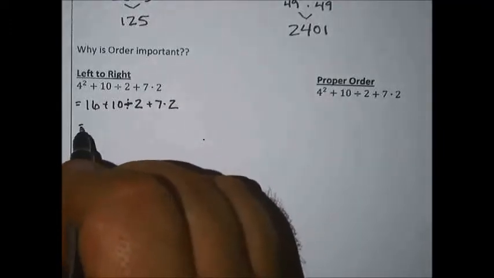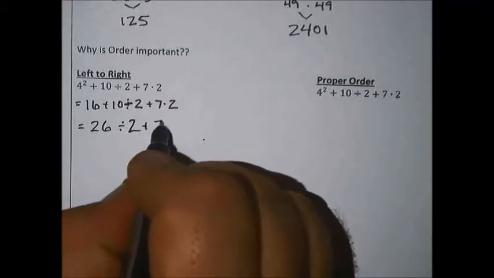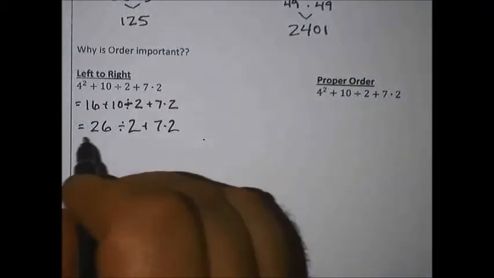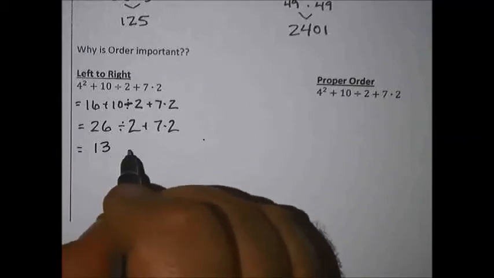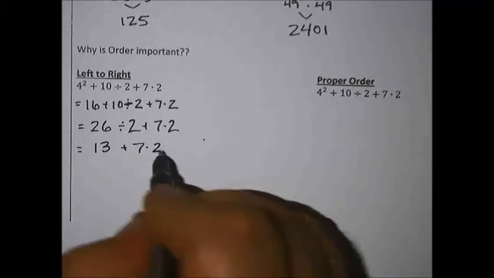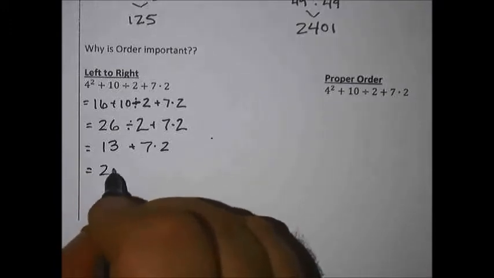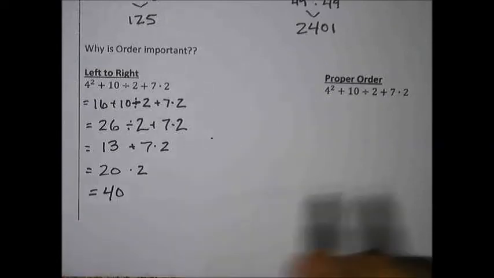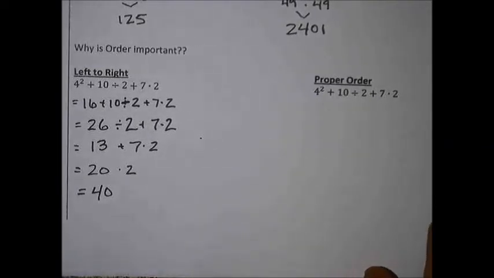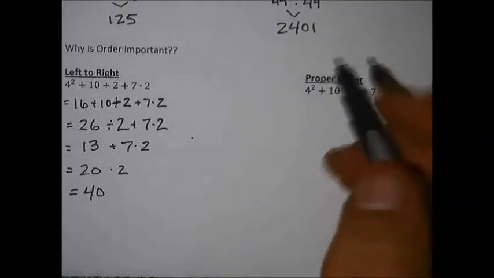16 plus 10 is 26 divided by 2 plus 7 times 2. 26 divided by 2, that's going to be 13 plus 7 times 2. 13 plus 7, that'll give me 20 times 2 and give me a final answer of 40. Okay, hopefully you understand that that's wrong. If not, maybe this will show you why.